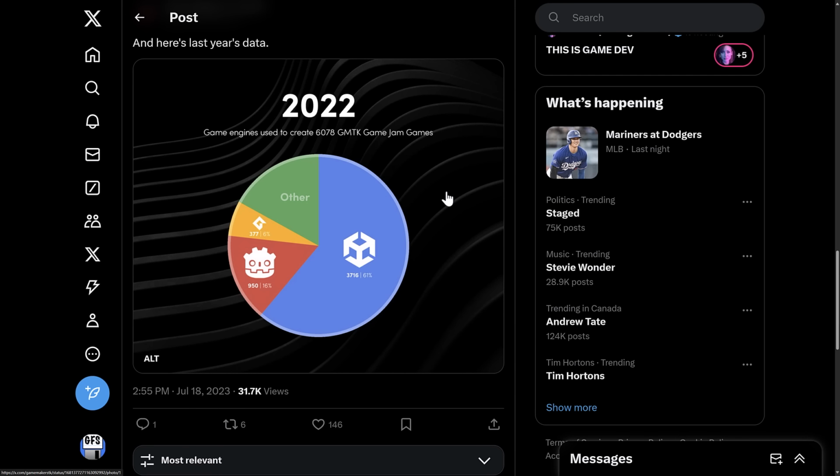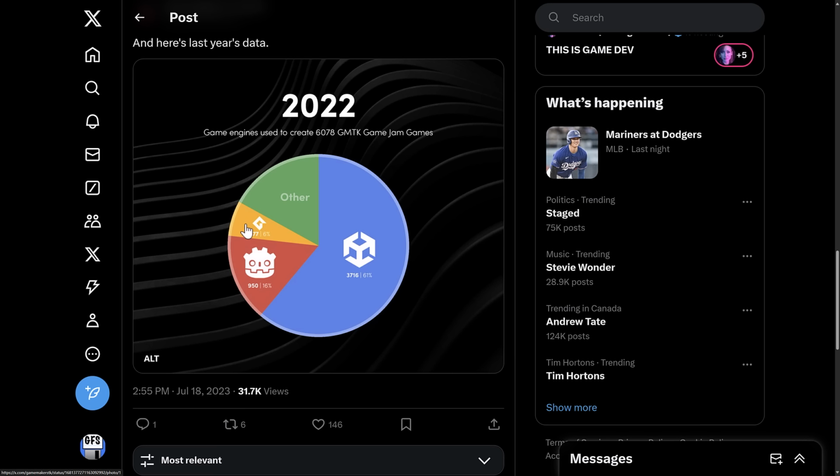Then we move into 2022. You will notice we are up over 6,000 games created, and Unity is still holding strong. 61% of games were created using the Unity game engine, and we're going to see a little bit more growth there. I think we saw 3% growth for Godot usage. Pretty solid. So you're seeing growth there. You're also seeing continued shrinkage from GameMaker.